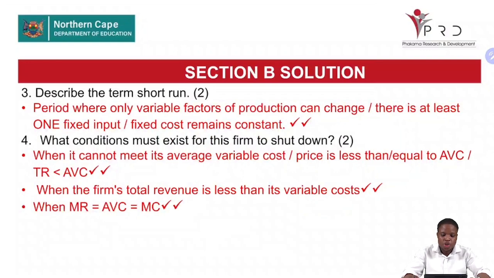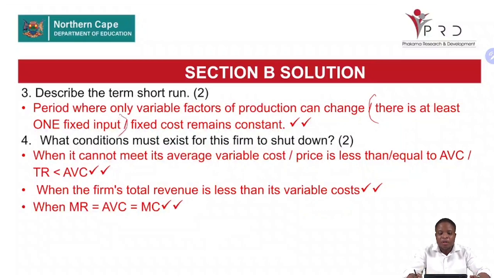Describe the term short run. What is a short run period? A period where only variable factors of production can change. There's at least one fixed input. Fixed cost remains constant. So a short run is a situation where there is at least one fixed input. There's at least one fixed cost.